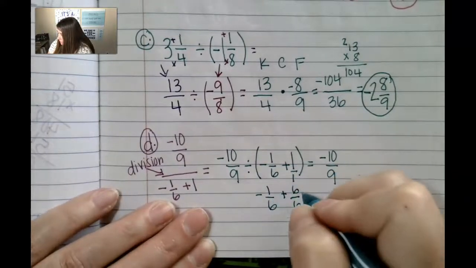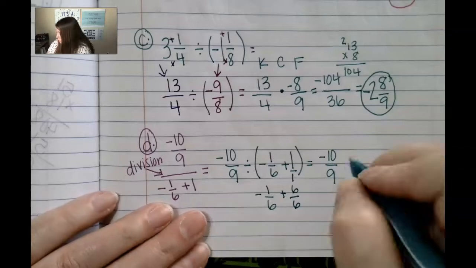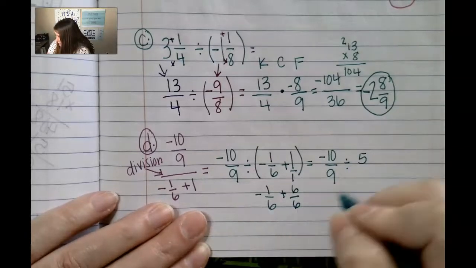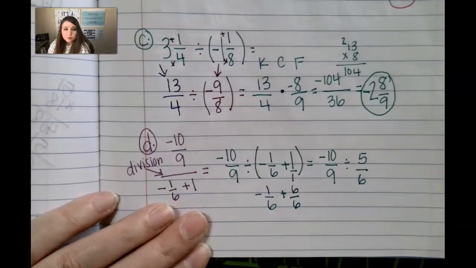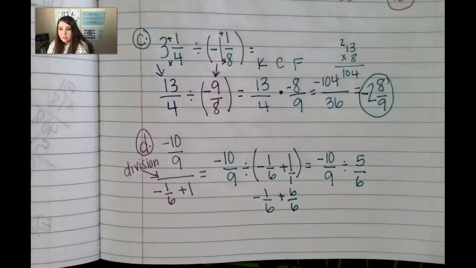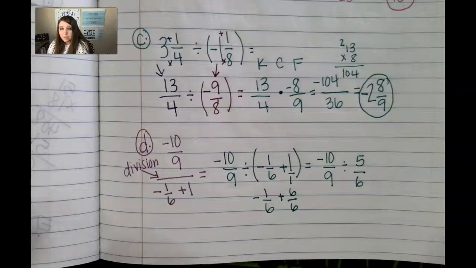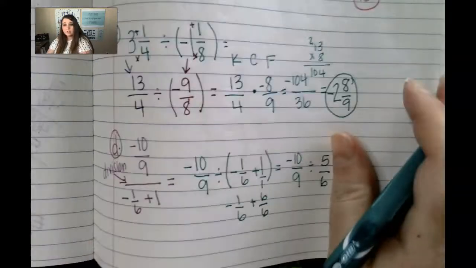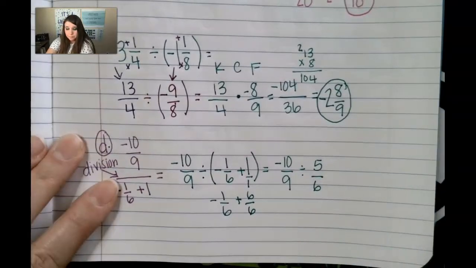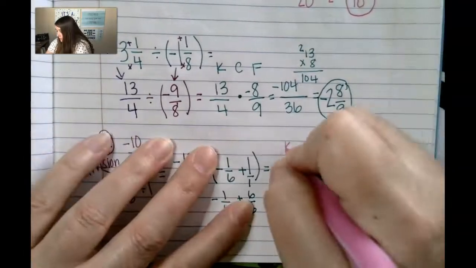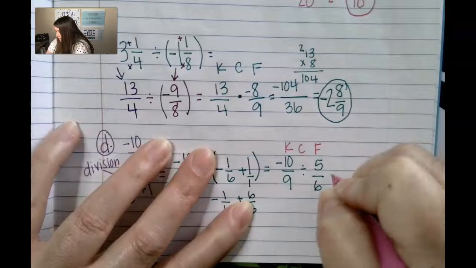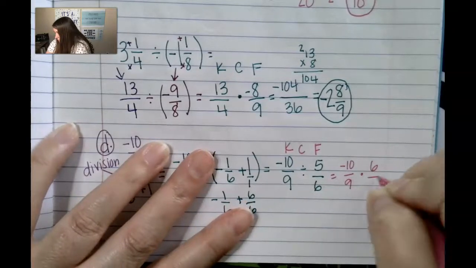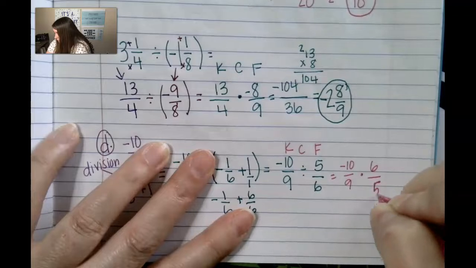So we have negative 1, and we add that to 6, which is the same thing as 5. And 6 plus 6, we just move that over because it's a common denominator. So now the problem that we're working with is negative 10 divided by 5/6. We're ready to apply keep, change, flip. So that's what we're going to do. We're going to keep it, change it, and flip it. So negative 10 over 9 times 6 over 5.